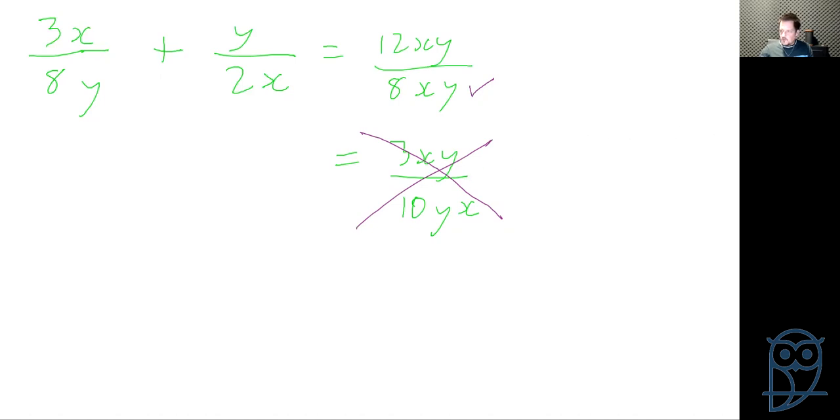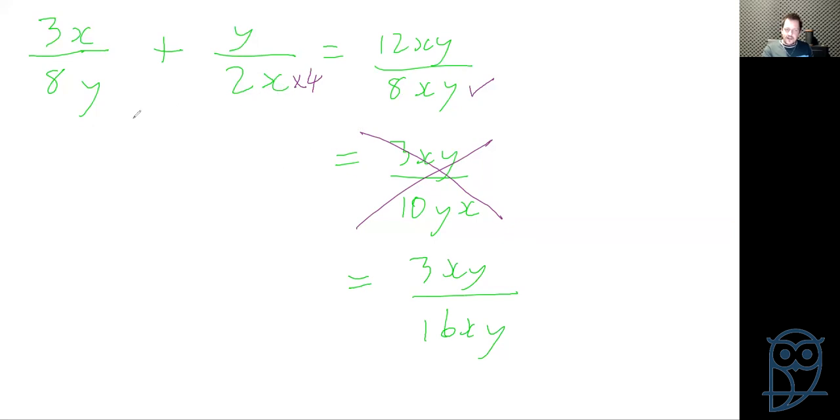All right, we have one more option. I'm just going to change color again. So that is 3xy over 16xy. All right. So the fact that we are looking for a number that both of these can go into is great. The fact that 2 goes into 8, so I'm going to have to multiply that by 4 to get to 8.